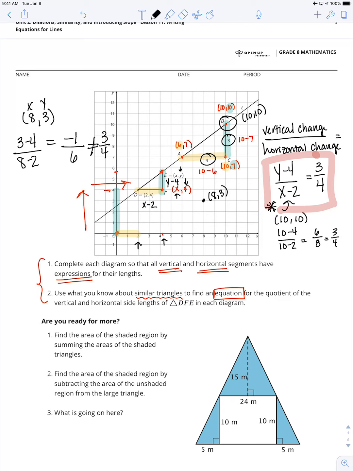Okay, so overall, we want to focus on creating these expressions because that's really going to help us determine if something is on the line or has the same slope as other values or ordered pairs that we find.